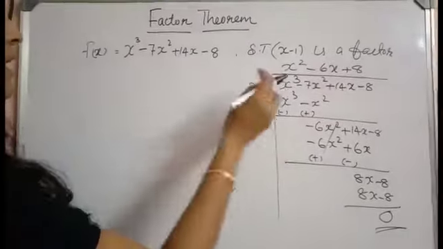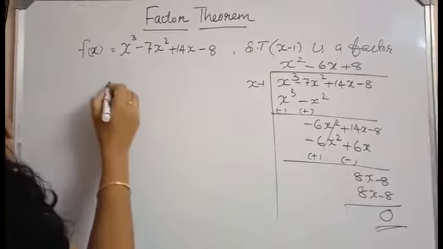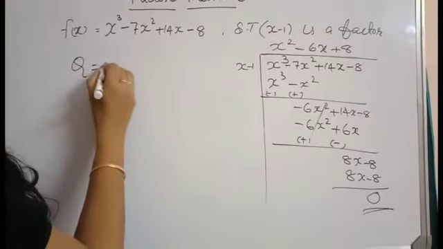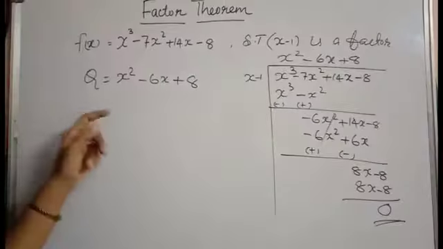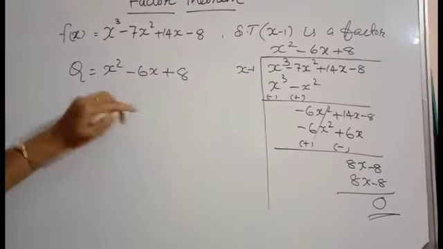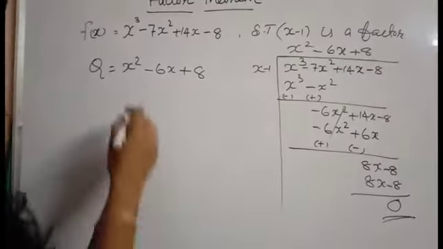So when you are dividing f of x by x minus 1, you got the quotient as x square minus 6x plus 8. Since this is a second degree equation, we have to factorize this again. So how can we factorize?